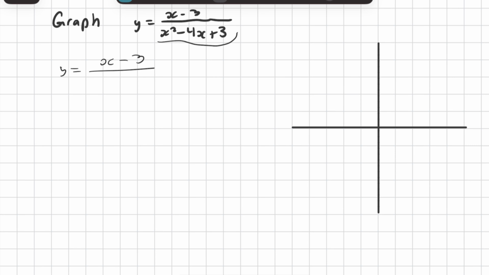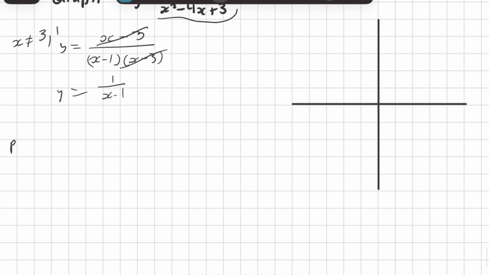So what multiplies to get 3 and adds to get negative 4? We could do negative 1 and negative 3. So (x minus 1) and (x minus 3). Go ahead and cancel those out. So we just have to remember that x cannot equal 3. And now we have y equals 1 over (x minus 1). And we also know now that x cannot equal 1.